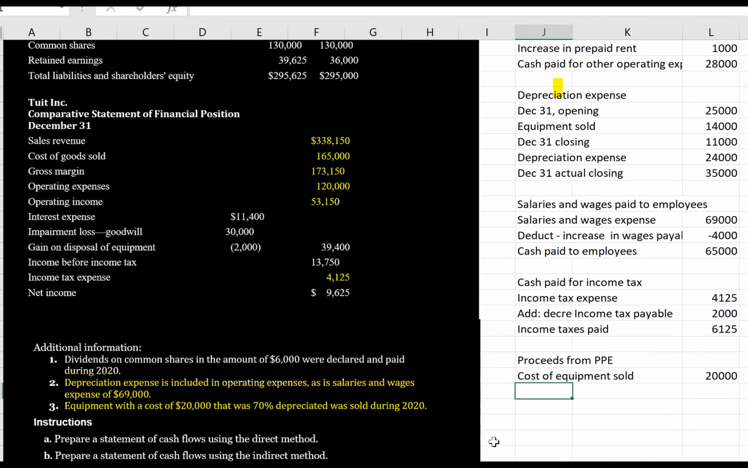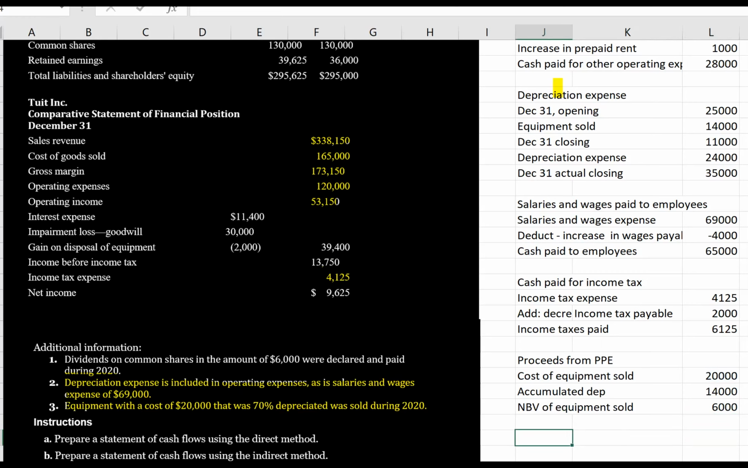And our accumulated depreciation on that equipment was 70% of the 20,000. We had calculated that earlier, 14,000. So that means the net book value of equipment sold was the net of this. So we would have had $6,000 net book value for that equipment sold.